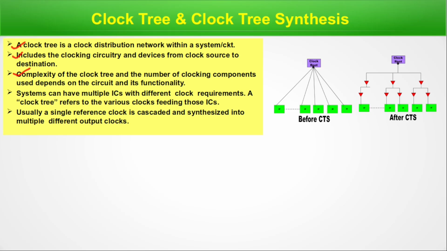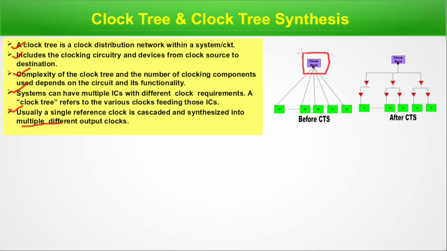Now, systems can have multiple ICs with different clock requirements. In a system, there could be multiple ICs which have different clock requirements. A clock tree refers to the various clocks feeding those ICs. Usually, a single reference clock is cascaded and synthesized into multiple different output clocks. This is the basic mechanism. First, a reference clock is usually there, a single reference clock, and multiple output clocks are synthesized from there. We will see it later.